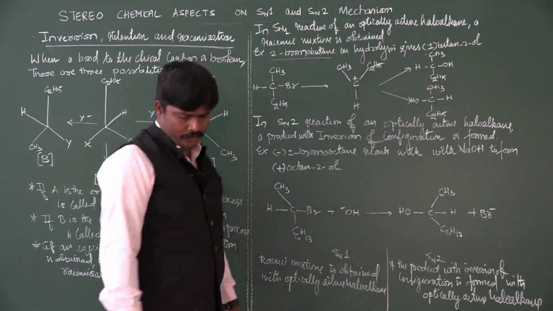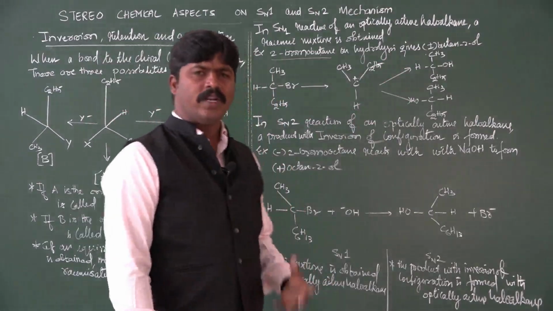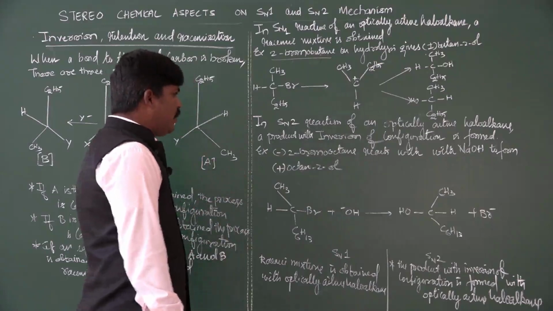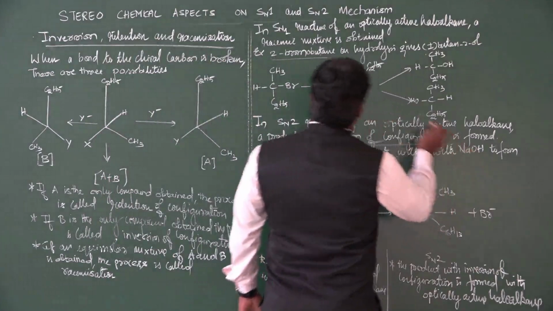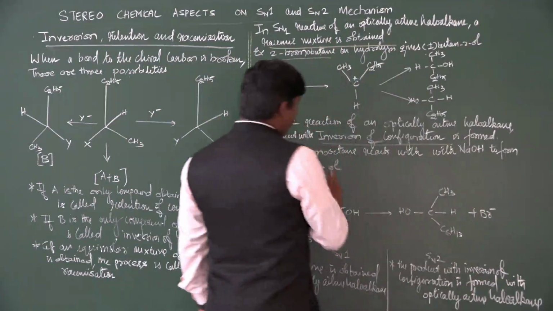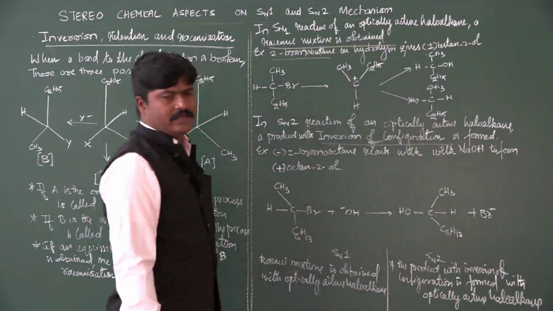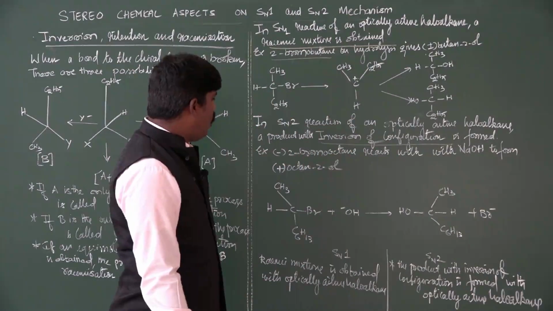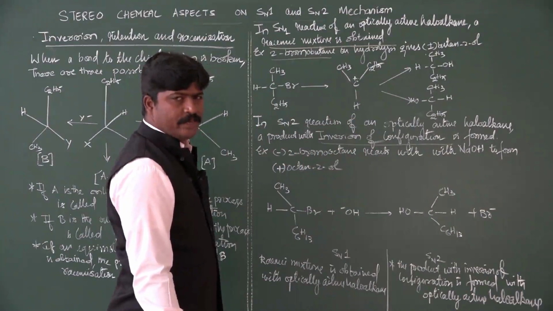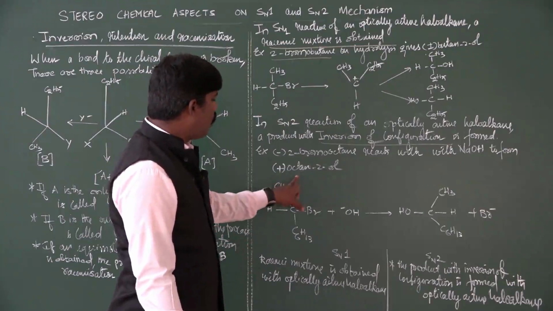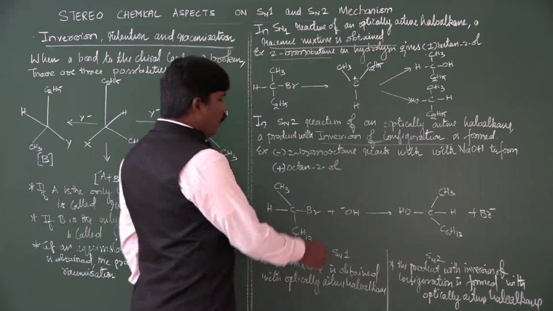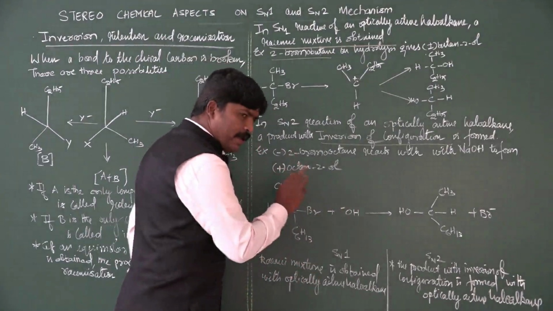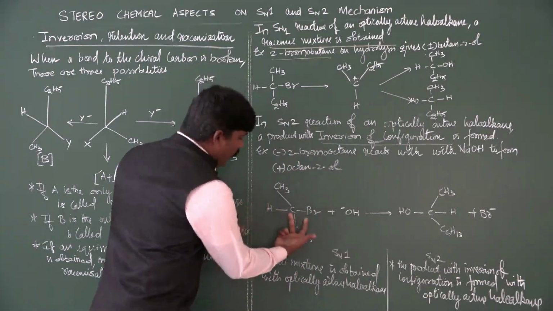Now what about SN2? Coming to SN2, we are trying to learn what happens. In an SN2 reaction of an optically active haloalkane, a product with inversion of configuration is formed, unlike the racemic mixture in SN1. For example, minus 2-bromo-octane reacts with NaOH to form plus octan-2-ol. Now remember, the OH minus should replace Br, and of course it replaces Br.